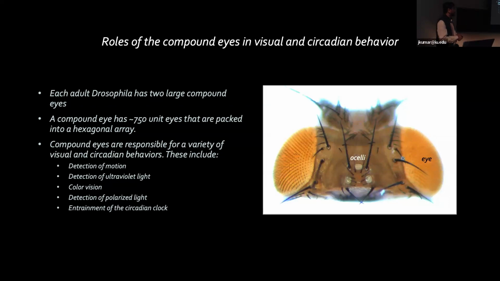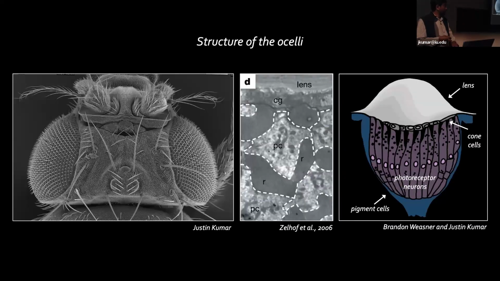They detect polarized light, and they're huge for entrainment of their circadian clock. Now, in contrast, the ocelli, which are these 3 simple eyes at the top of the head, have a single lens that will actually cover about 80 photoreceptors. And all of those pigment cells are not interspersed through the photoreceptors as you see in the compound eyes, but they actually ring the surrounding areas.